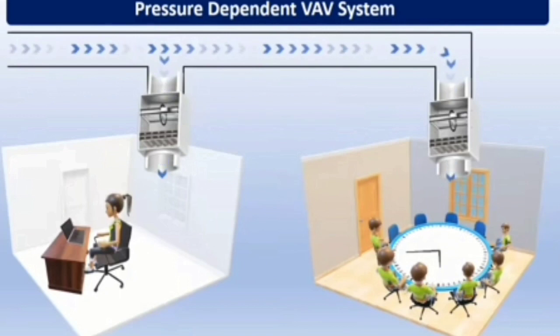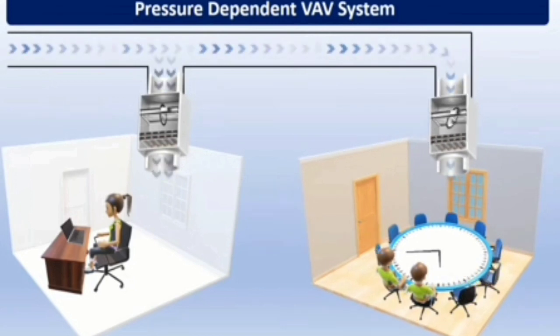To understand pressure dependent system, let's take example of two rooms being supplied by the VAV boxes. One room is an office and the other room is a meeting room. Currently both rooms are occupied and dampers of both VAV boxes are fully open to meet the cooling requirements of these rooms. After some time, meeting room has few people remaining, which results in low cooling load in the meeting room. Thermostat of the meeting room senses this low cooling demand and partially closes the VAV damper.